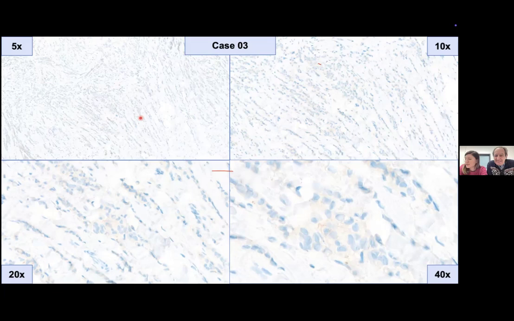Share result. IHC 0, no membrane staining. Okay, so between 0, no membrane staining, and 5, no membrane staining. At times 10, I agree, no membrane staining. At times 20, I think it might be something here.